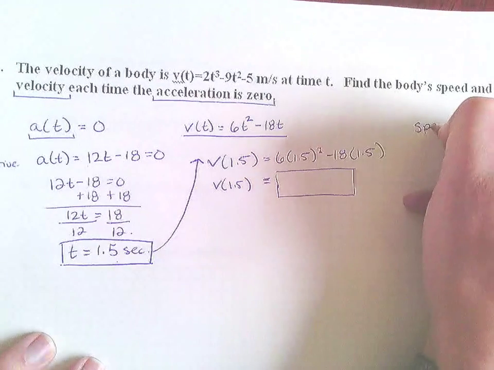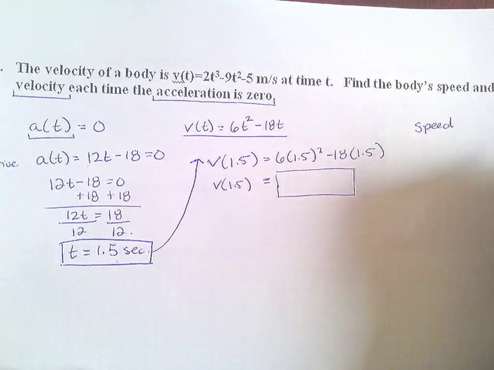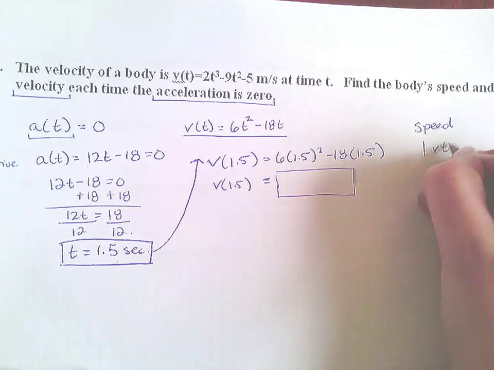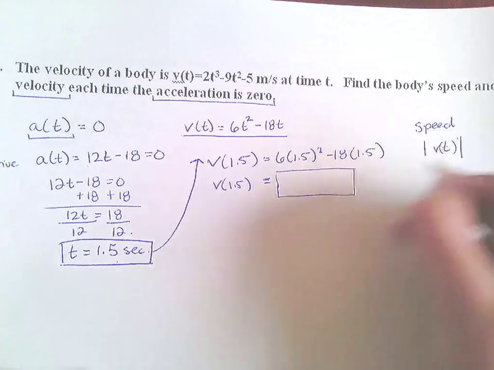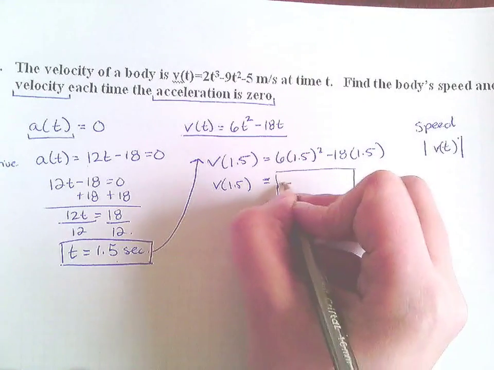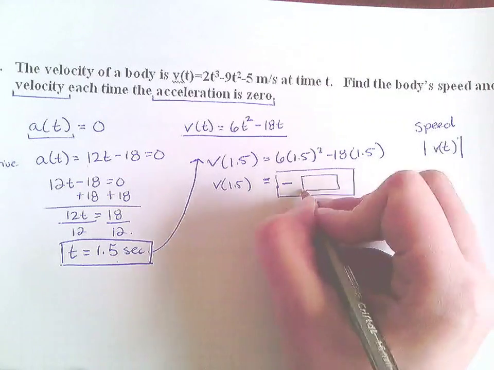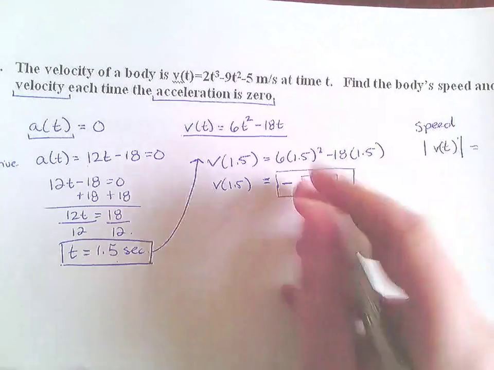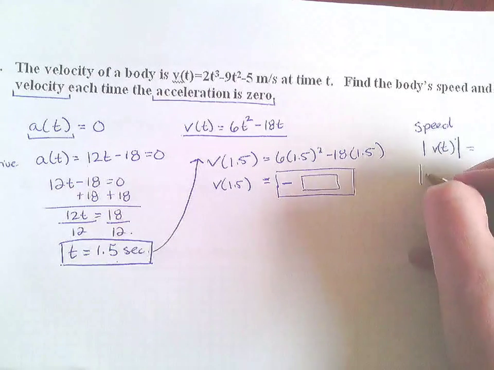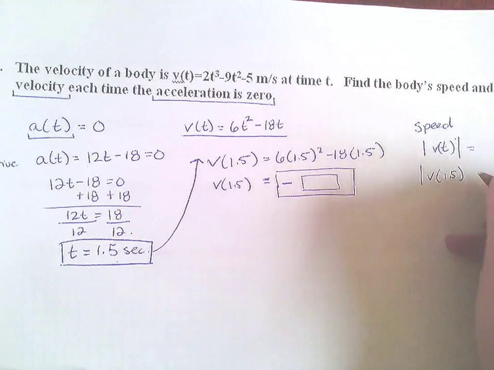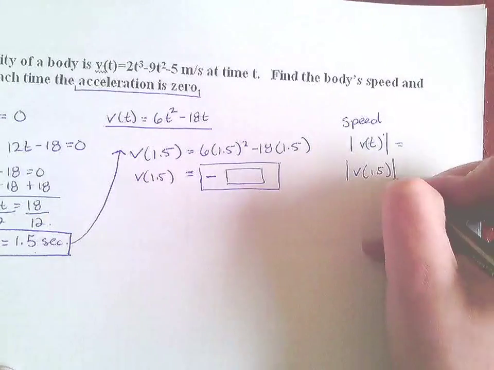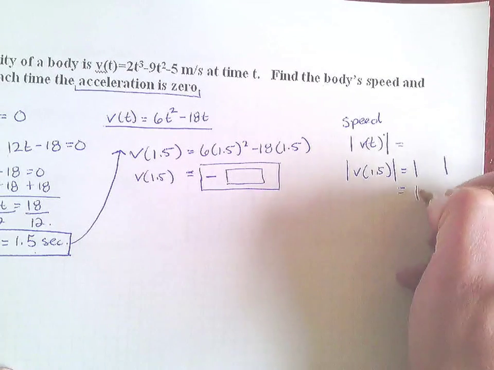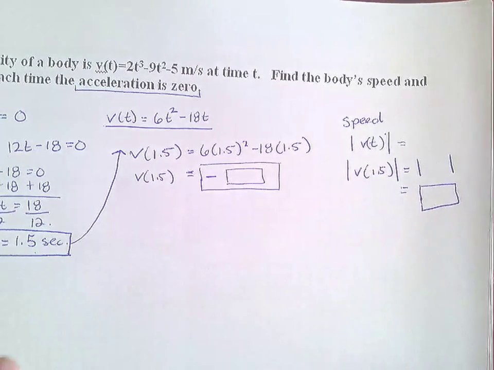And then the speed, remember, is just the absolute value of the velocity. And you are going to actually end up with a negative number here. So the only difference is that whatever you get here at 1.5 seconds, the answer is going to be the absolute value of that. So you guys can figure that out and tell me what it is tomorrow.